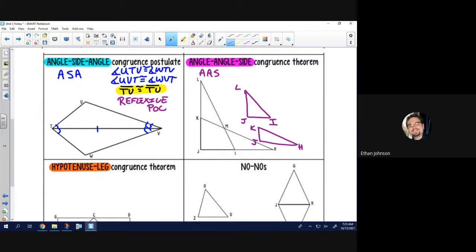So to state our congruencies, I can say angle J congruent to angle J. That too would be our reflexive property. Something is congruent to itself. I could also say angle I is congruent to angle K. And then we need a side. So I can say LJ is congruent to HJ.